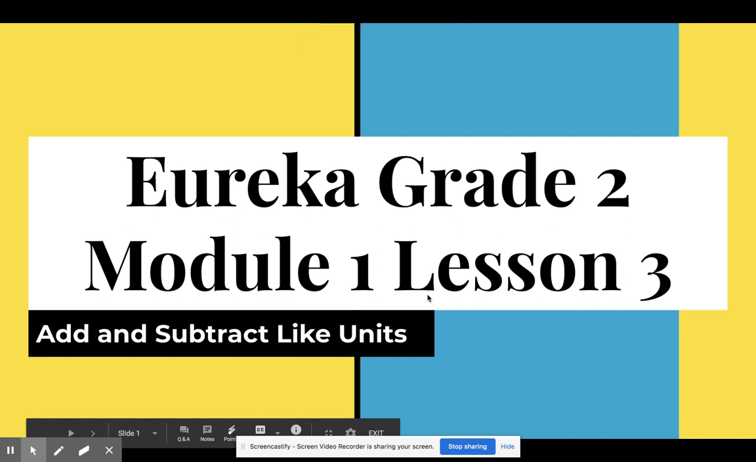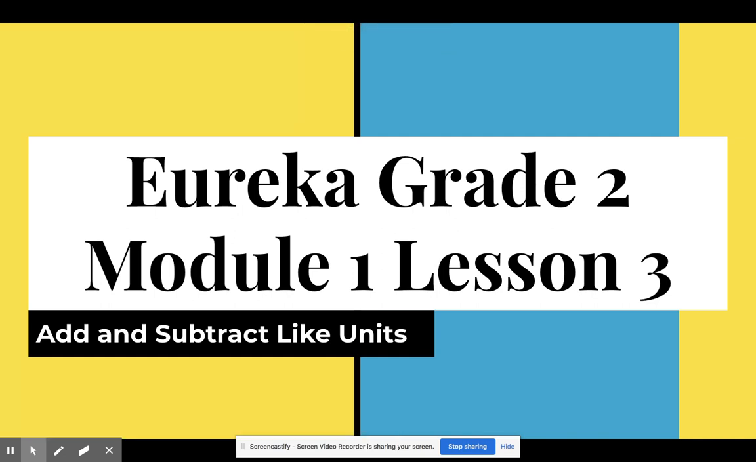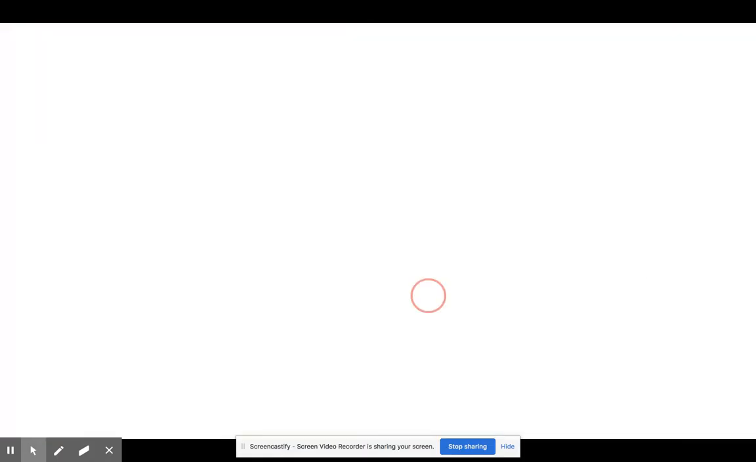Okay, today is Eureka Grade 2, Module 1, Lesson 3. We're going to be adding and subtracting like units. Let's look at this number equation, this number sentence. This is an addition number sentence. We have 3 plus 1 equals 4.